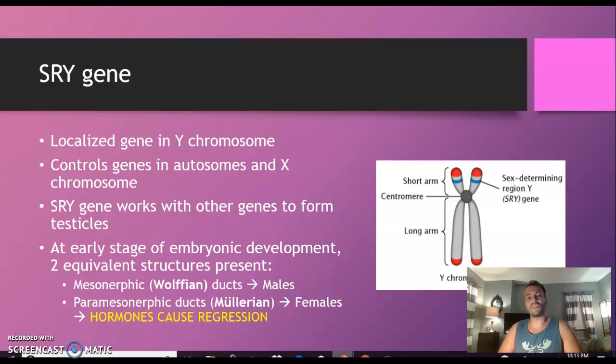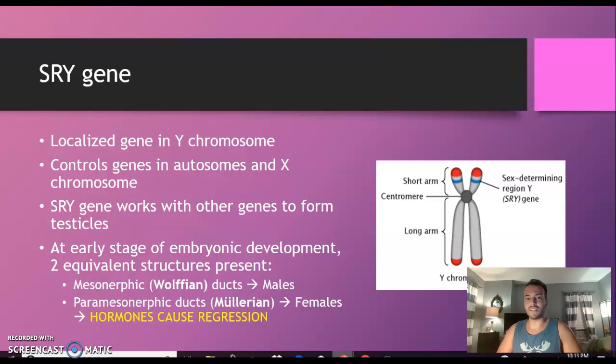The SRY gene, as I stated in the last slide, is localized in the Y chromosome. As you can see in the picture to the right, there is a Y chromosome and the SRY gene located at the top of this chromosome. The SRY gene works with other genes to form the testicle. It works in conjunction with autosomes and the X chromosome. This means that this gene is present very early on in the stages of embryonic development, and it works together to form the testes.